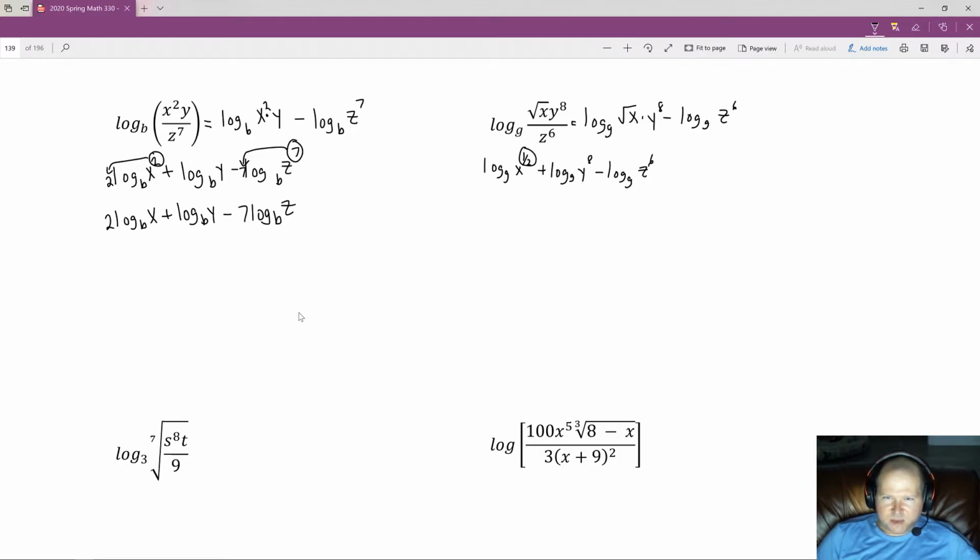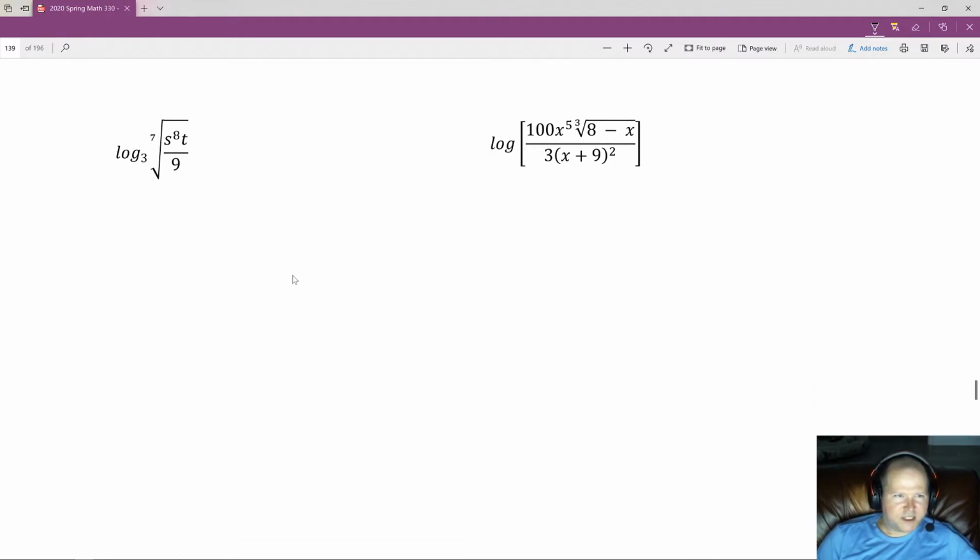So all these exponents, the half gets pulled to the front. The 8 of the y exponent gets pulled to the front. We have the 6, which is pulled to the front. Get that right? So we end up with 1/2 log base g of x plus 8 log base g of y minus 6 log base g of z.